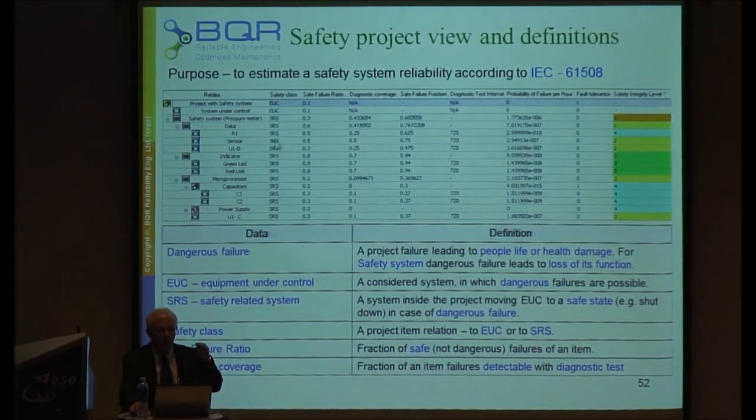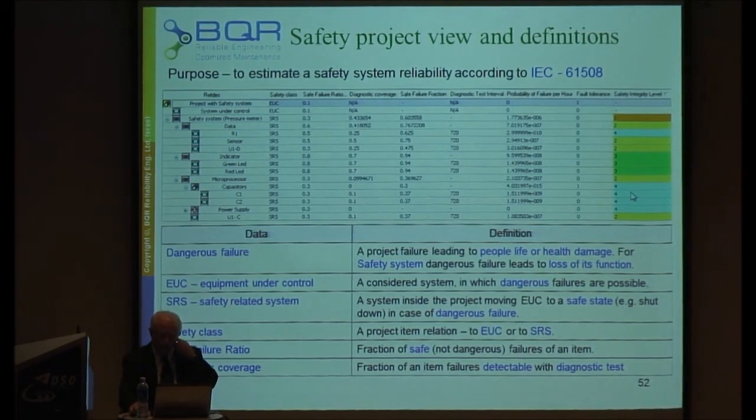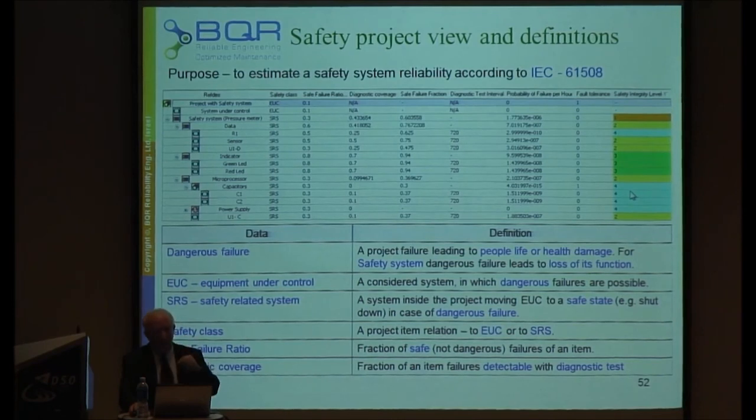But if you go down, we can see the highest level we can get here is 4. Why is it 4? Because this is redundant. When we have redundancy, when something fails and the other works, the safety level increases.